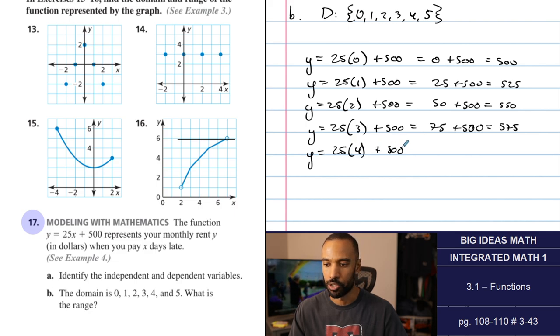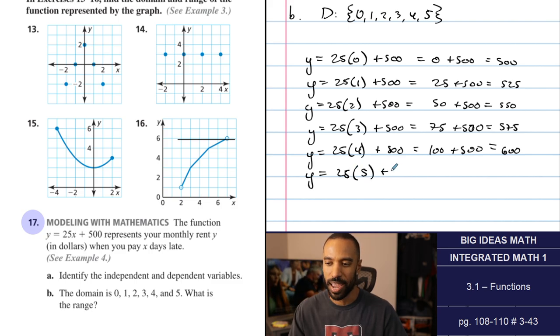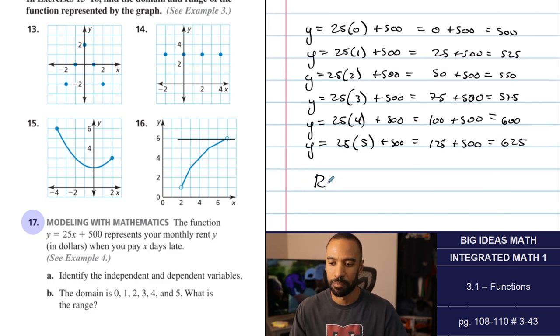4 days late, oh, you should have made your payment. Now you owe six, whoops, I was just copying what was above. Now you owe $600 in total, 100 extra, an extra 20% on top of what that was. Don't be 5 days late. No, no, no. Don't make this a part of your domain. Otherwise, your range is going to go as high as $625.